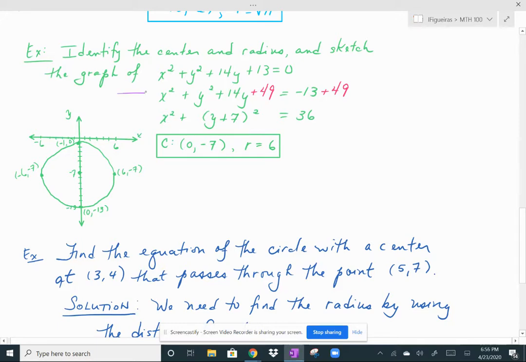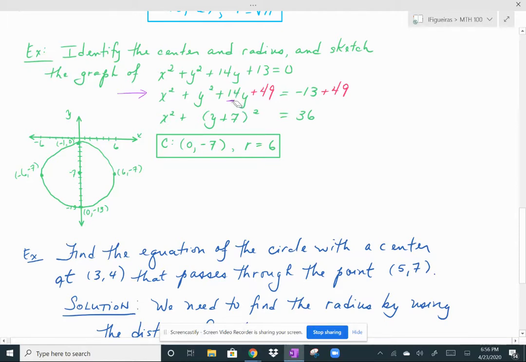So here, when I rearrange it, I have x squared plus y squared plus 14y, and again, move the 13 over to the other side so it becomes negative 13. Now I'm going to complete the square on the y term because there is no x term. So half of 14 is 7, and when you square 7, you get 49. That's the number you see in pink. You add 49 to both sides of the equation.